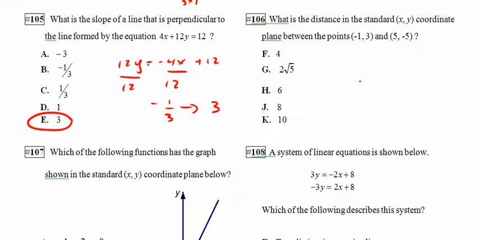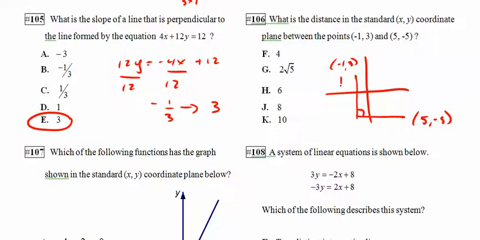Another distance problem. -1, 3. 5, -5. If you can't do this, you can also do this. How far is it down? Well, that's 3. And then it's 5 more down. And I know there's a negative, but it's a distance. We don't care. So this whole side is 8.